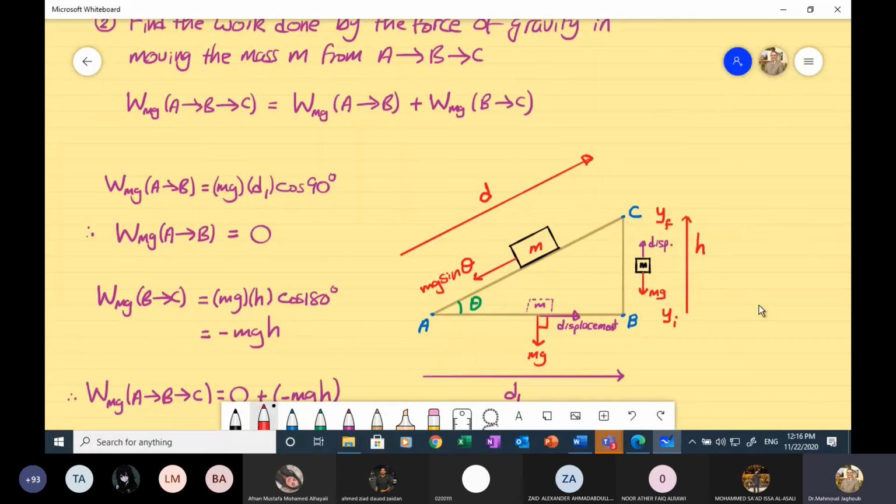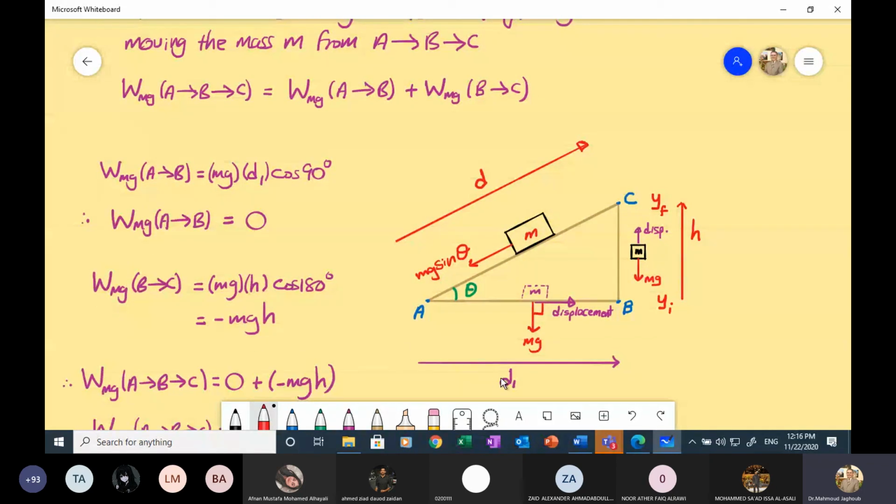When the mass m is moving along this direction, I have called the displacement d1, and its magnitude is d cosine theta. But note that the displacement is to the right, while the force, mg, is vertically downwards. What is the angle between them? 90. So what is the work of the force of gravity on this section? Zero. Exactly. That's zero.